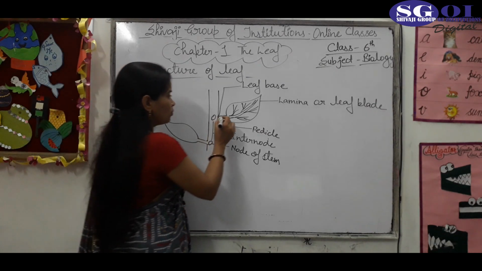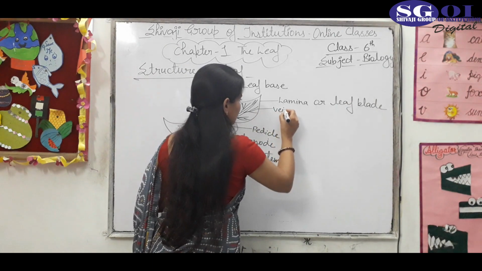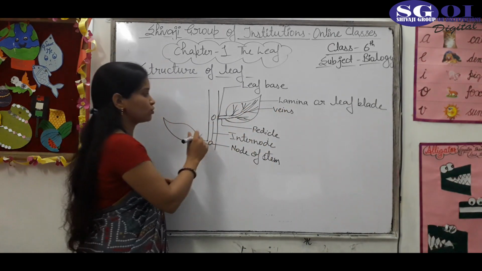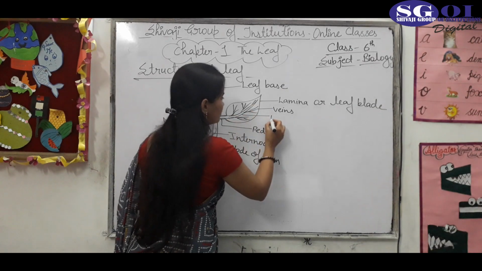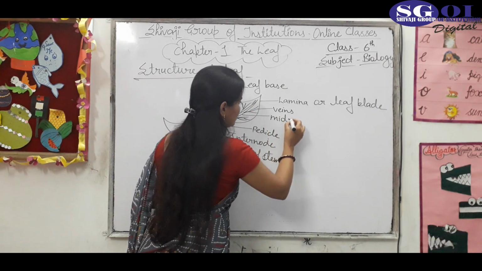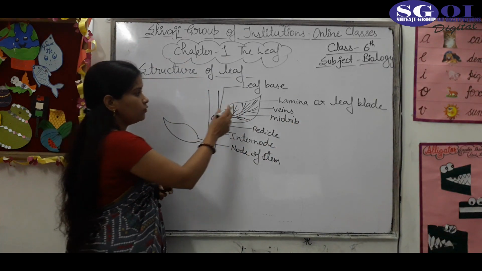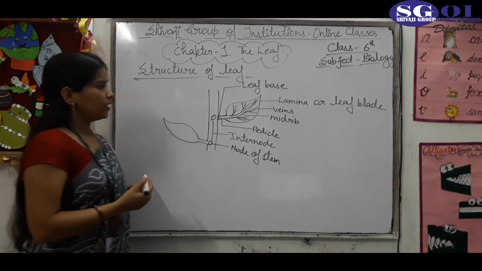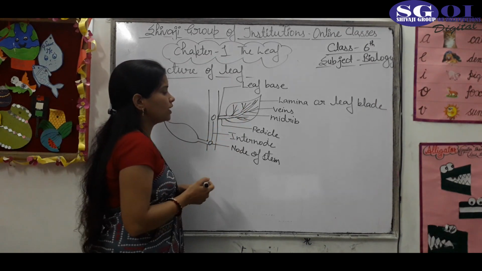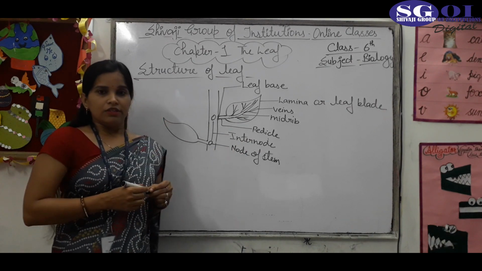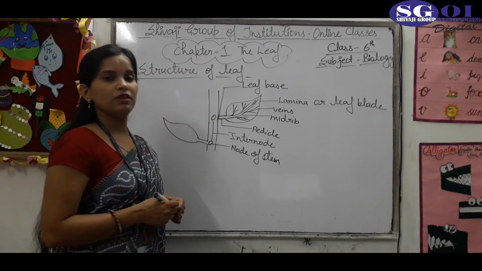So this is called veins. The middle vein is called midrib, and the side veins are called veins. So these veins form a network-like structure on the lamina. Students, this is the structure of the leaf.